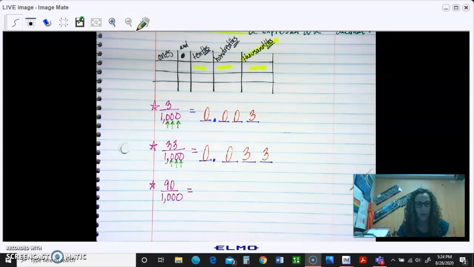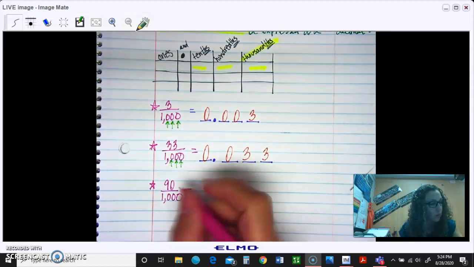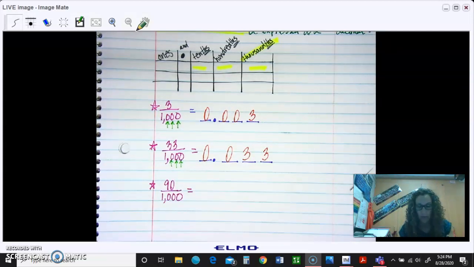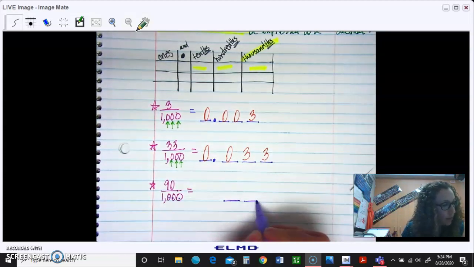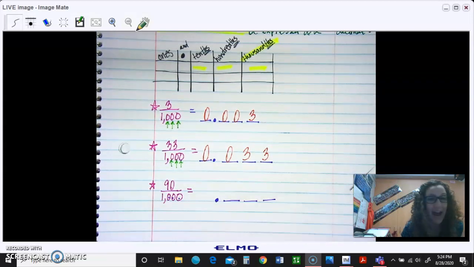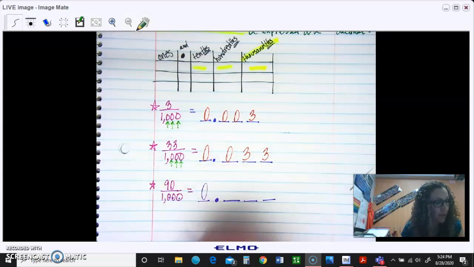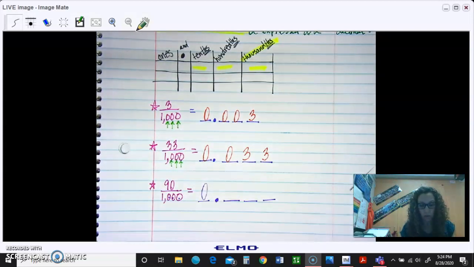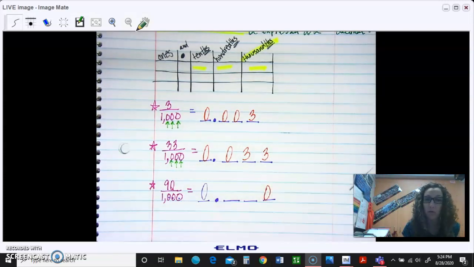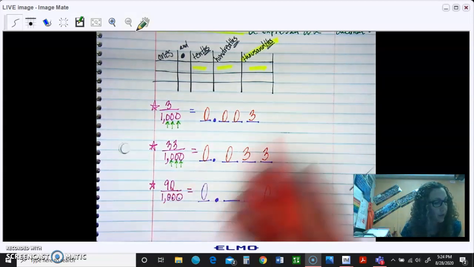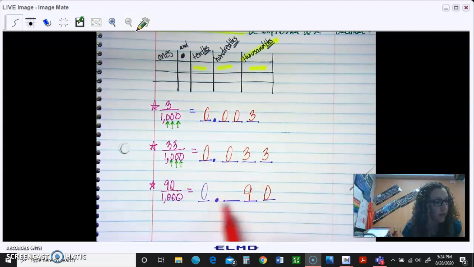90/1000ths. Okay, 90 over 1,000. So once again, we have our 3 zeros, so I know I have 3 spots to fill in after my decimal. There's not a whole number, so I can just go ahead and put that 0 right there. Now, I'm going to fill it in. It ends with a 0, so my 0 goes in that last spot. And then I fill it in. And I need that placeholder.